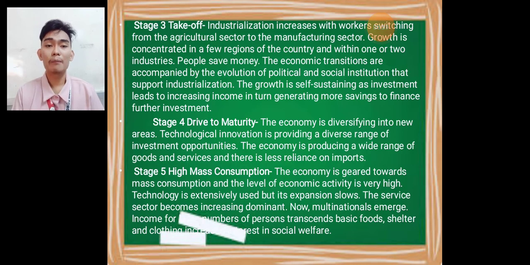The last stage would be high mass consumption. The economy is moving towards mass consumption, and the level of economic activity is very high. This is the last stage, wherein a lot of people demand a specific product. For instance, in the situation we are experiencing right now, we are under a health crisis, COVID-19. In connection to mass consumption, say our product is the face shield or face mask. Almost all people are looking for this product because they want to protect themselves from the virus. Therefore, the demand for this product is high.